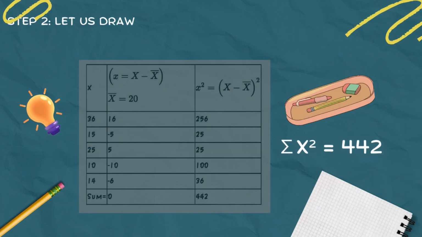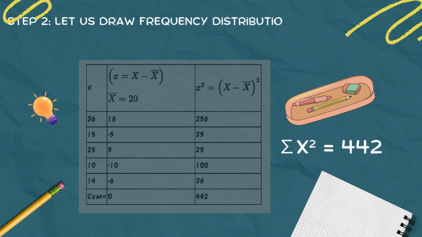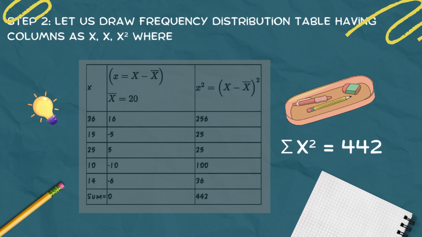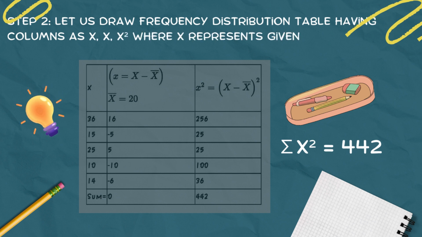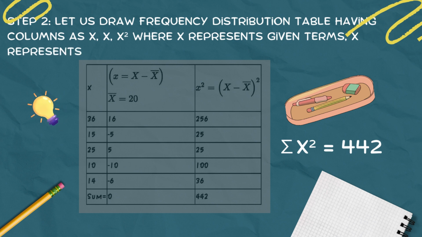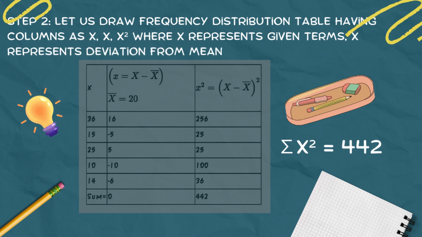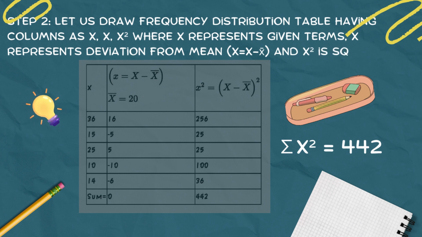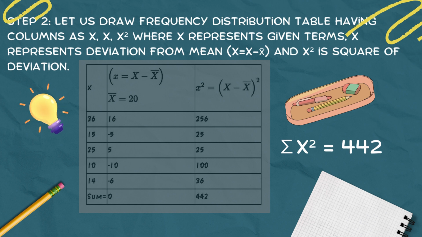Step 2. Let us draw a frequency distribution table having columns as x, x bar, and x squared, where x represents given terms, x bar represents deviation from the mean, and x squared is the square of deviation. As you can see in the frequency table that we have made, the first column is the score, the second column is the deviation from mean, the third column is the square of deviation.